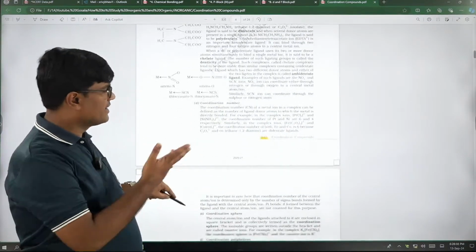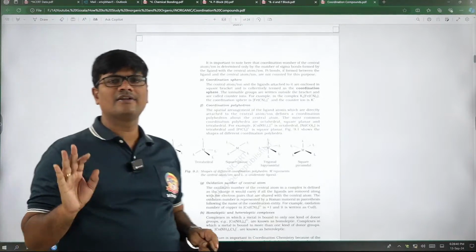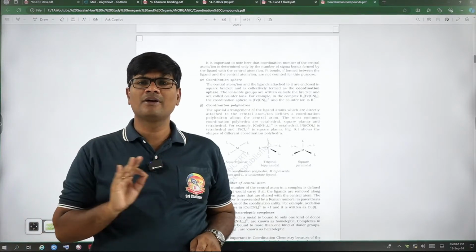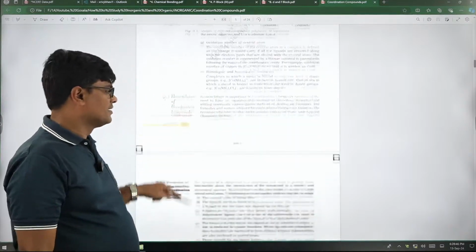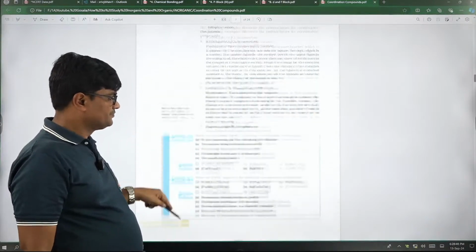Clear? And also ligands and their nature, everything, strictly everything from NCERT. You don't need to go beyond a single line from the NCERT. Everything you will get from the NCERT only. How to write the names.